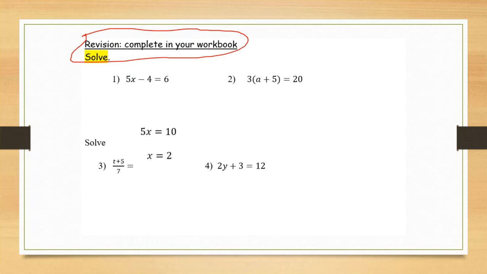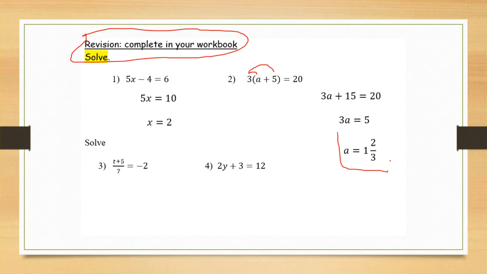Question 1. We add 4 to both sides, so 6 plus 4 is 10, and then divide by 5, so x equals 2. For question 2, we need to expand the brackets, so 3a plus 15 equals 20. Take away 15 from both sides, 3a equals 5, and then divide by 3. So a equals 1 2/3. Remember, I prefer fractions in our answer here, not decimals.